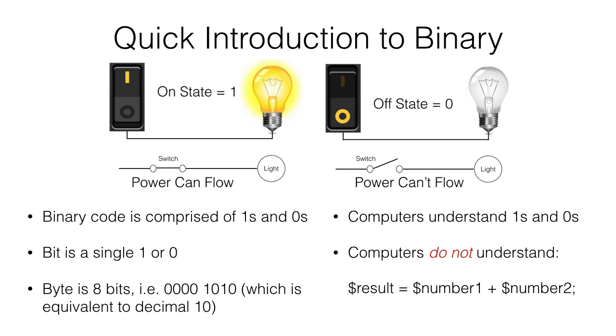I introduced you to a little bit of electrical circuitry so that you could understand how an on state is a 1 and an off state is a 0, and how that breaks down into what the computer understands. So that little bit of electricity of no power flow is a 0, and when there is electricity, it's a 1. That becomes binary code. Again, we're going to cover that in the next course.